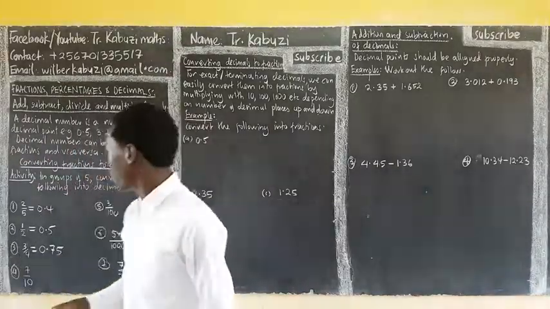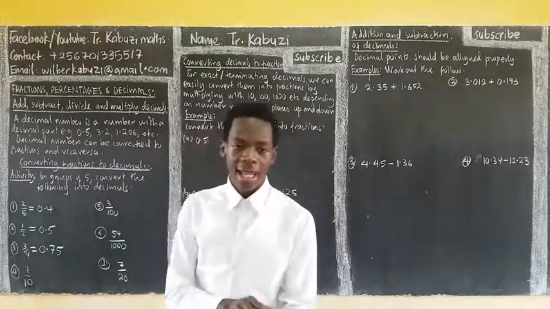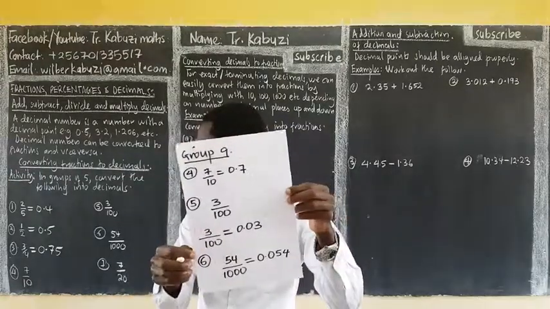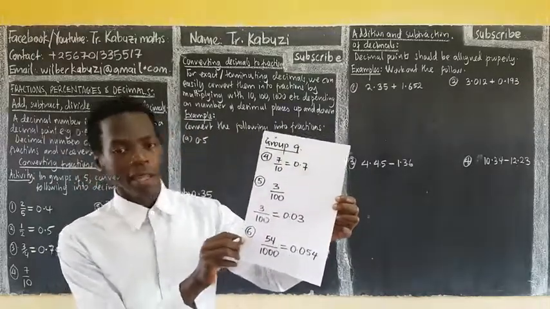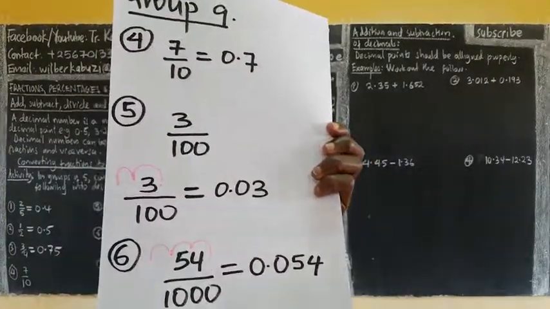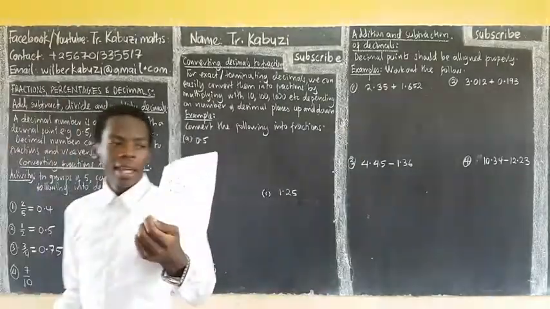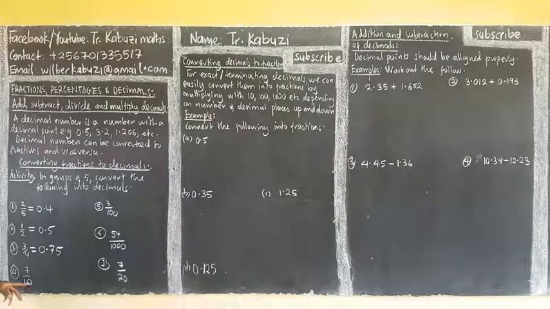Okay, let me now turn to group 9. Group 9, I'm going to use number 4, 5, and then 6. So group 9, this is what they have for number 4, 5, and 6. For them, they are indicating even how they were shifting those decimal points. In primary, if you have 10, the decimal point is always here for any number. Depending on the number of zeros, so this is 1. So they shifted it to 1. And here they have 0.7.